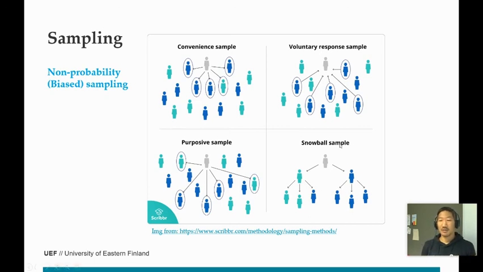And the last one is the snowball sampling method. The researcher contacts a few participants and asks them to introduce another participant. So the number of participants increases like a snowball.